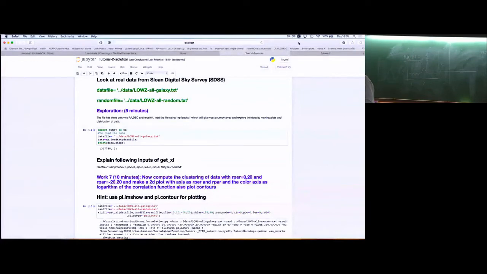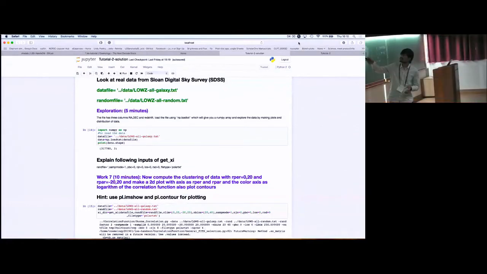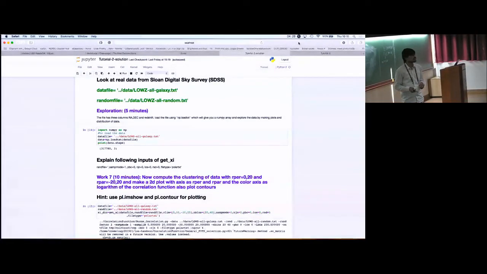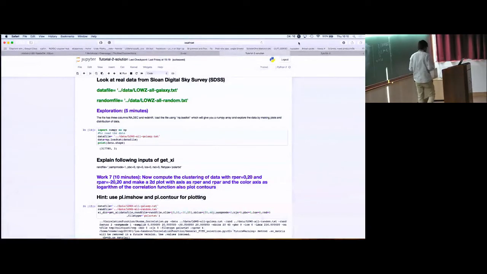Is it clear what I want you to do? I want you to load this data file, which contains galaxies from SDSS, and then just make a plot of its RA, Dec and redshift and try to understand where these galaxies are living. Just visualize it. So try to do it quickly. I'll give you 5 minutes for that.